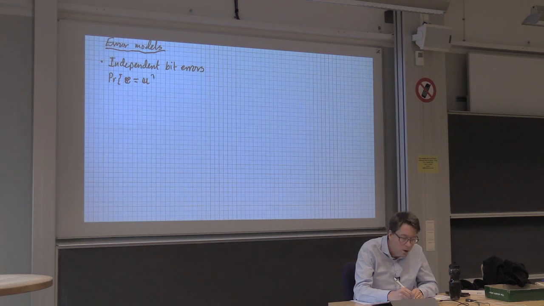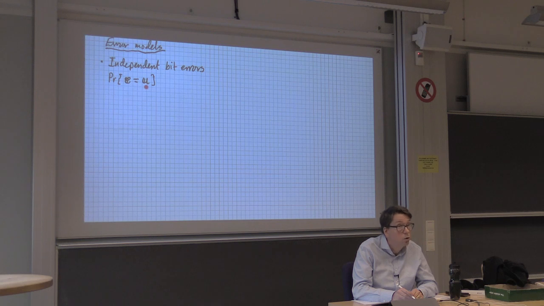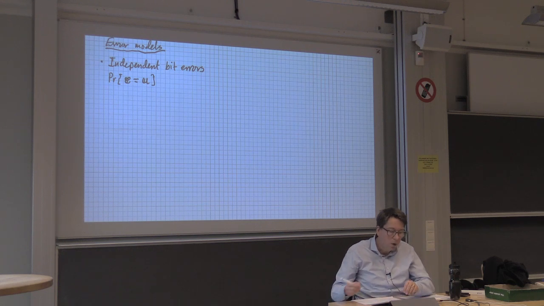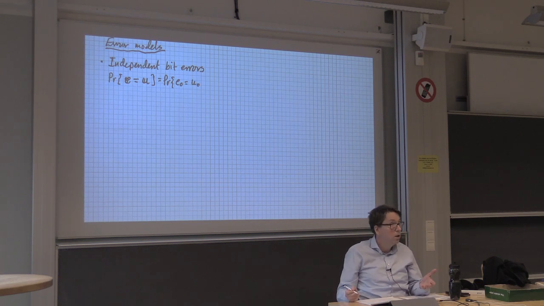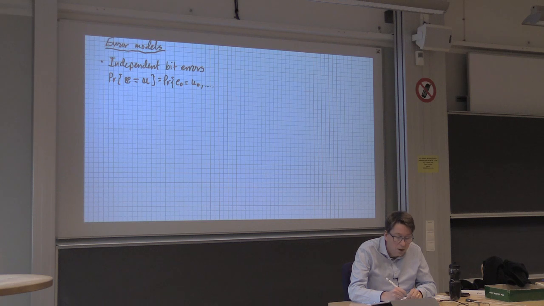Okay, so E here is the random vector, the random error pattern, and U is just a sequence of bits, zeros and ones. And we would like to calculate the probability for this event. So this can be written as the joint probability that the first bit, E0, is equal to U0, where E0 is the first element in the vector E, and U0 is the first element in the vector U. And then we just continue until the last one, which is En minus 1.